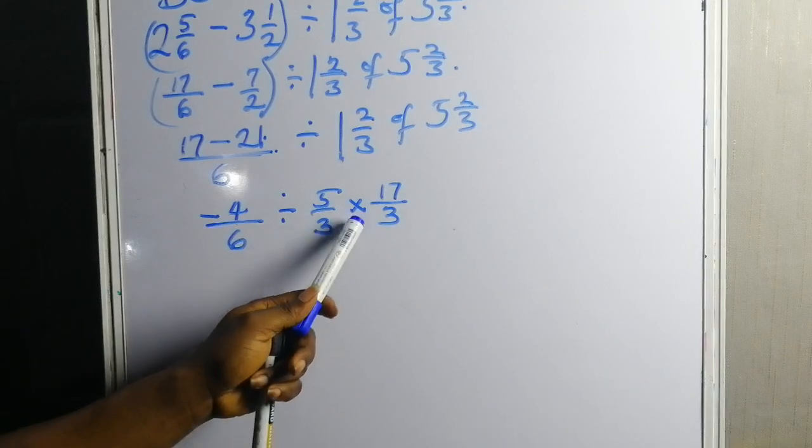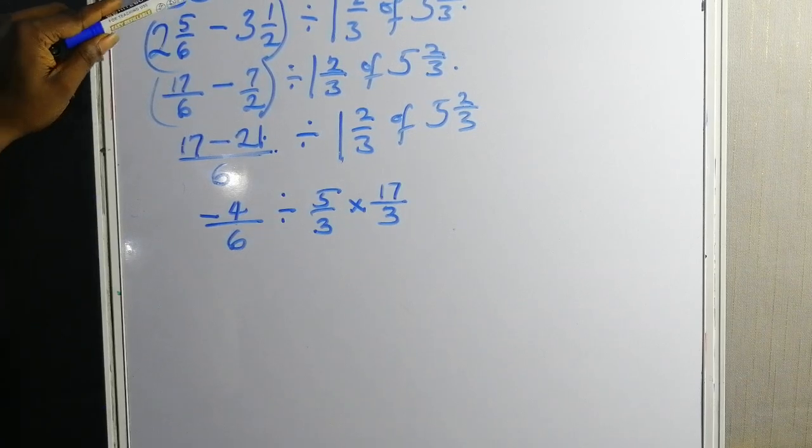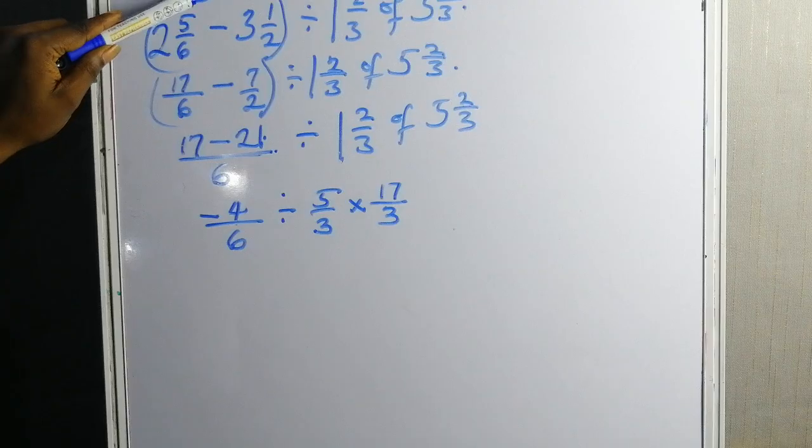Okay? So this "of" is what? It is times. So at the end of the day, since I've removed the "of" as times, what is the next thing I need to do? Division. Okay? So the next thing I need to do is what? Division. So don't forget BODMAS. That is the word, BODMAS.